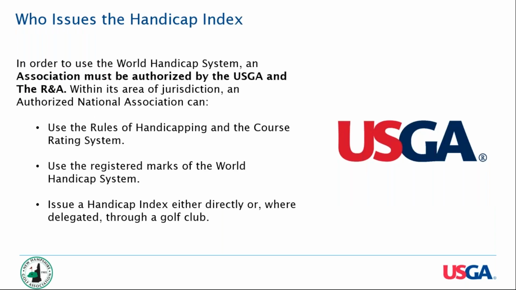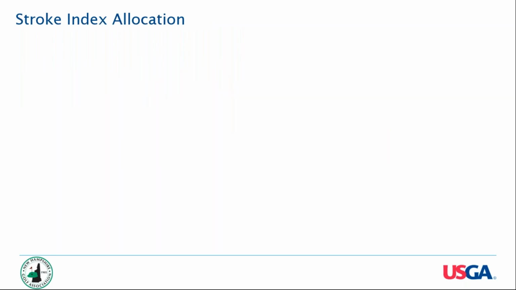All right, so who issues the handicap index? Okay, this slide, I just want to note here that the USGA is the entity that issues a handicap index. All right, everything again just trickles down. Like I said before, the USGA and R&A are the ones who write and interpret the rules of handicapping, and then it trickles from there. But the USGA here is the entity that issues the handicap index.